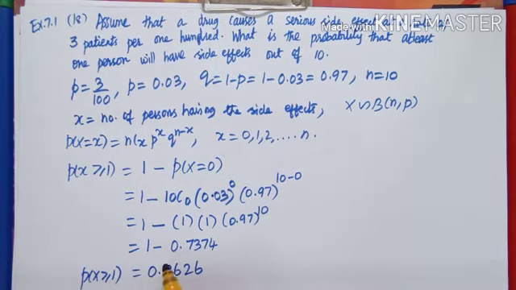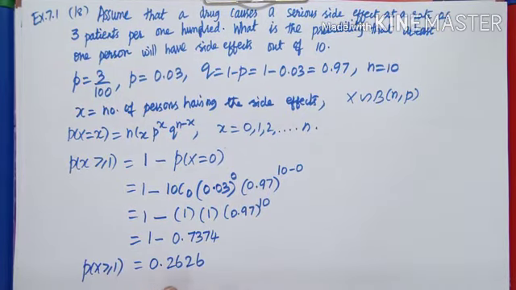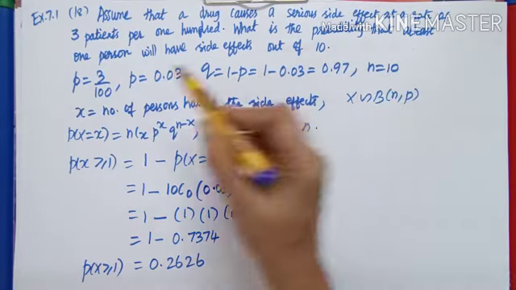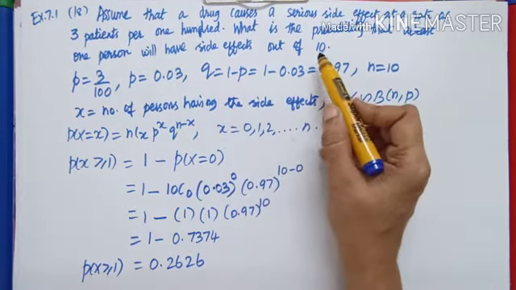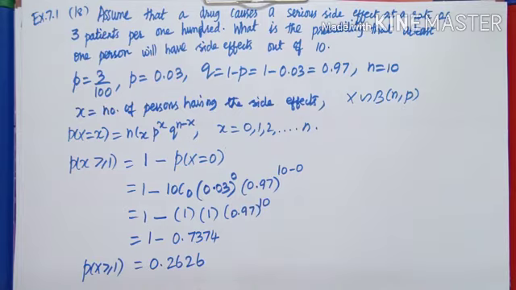We get 1 minus 0.7374, that is 0.2626. So the probability that at least one person will have side effects out of 10 is 0.2626.